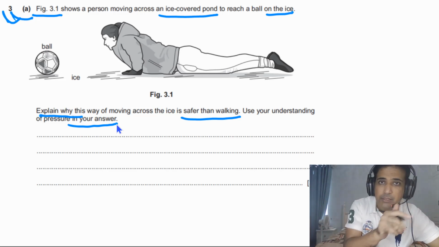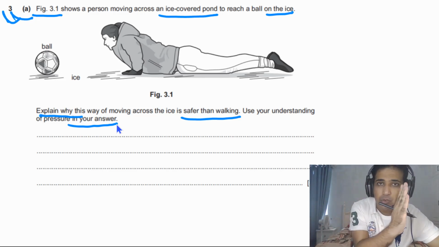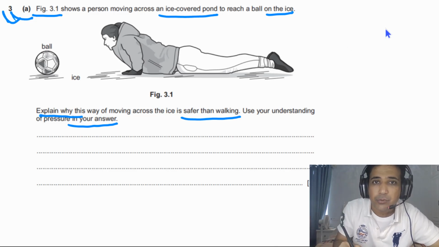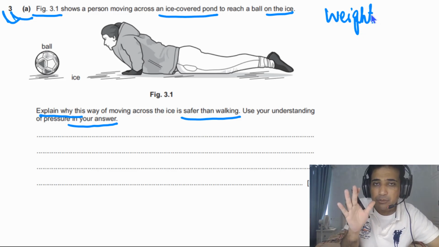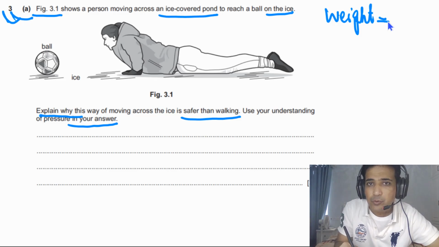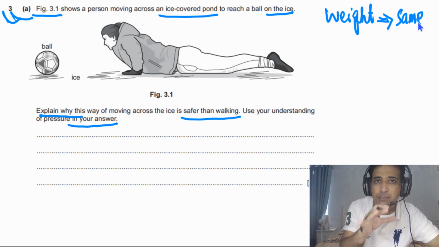In order to answer this question, the first thing we need to understand is that if the person is lying on the ice or walking on the ice, the weight of the person is the same. It means the total force exerted by the person on the ice is the same. So we can write down the first point: the weight of the person is the same. It doesn't matter whether the person is lying on the ice or walking on the ice. So the force on the ice is the same.